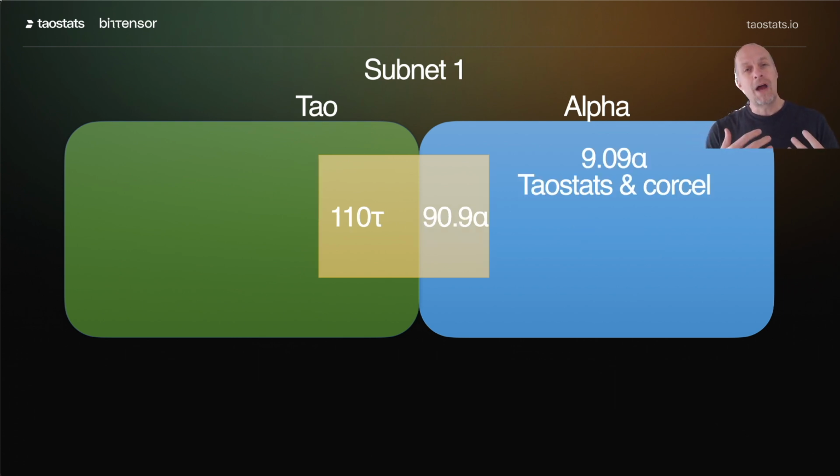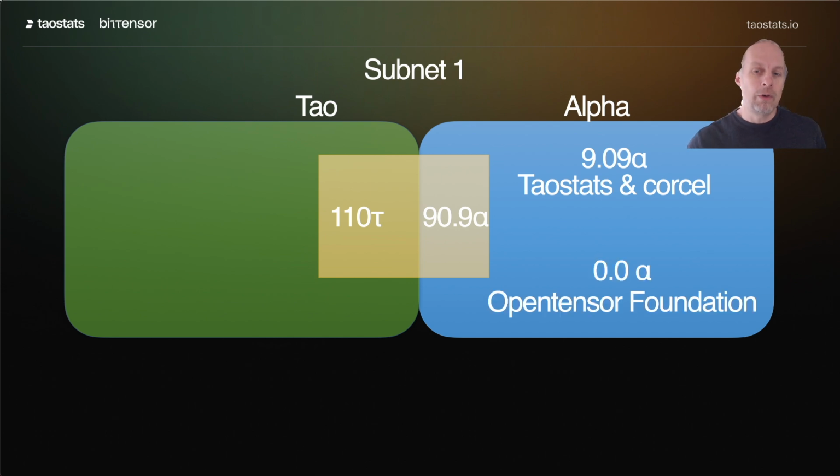Okay, so now that you've got your alpha, when you buy alpha, you end up staking it to a hotkey, a validator hotkey, to earn your emissions, to earn your nominator rewards. So in this case, we've staked our 9.09 alpha to Tau Stats and Corecell. What else can we do with our alpha? We know we can't directly turn alpha into beta. We can't turn it into any of the other tokens.